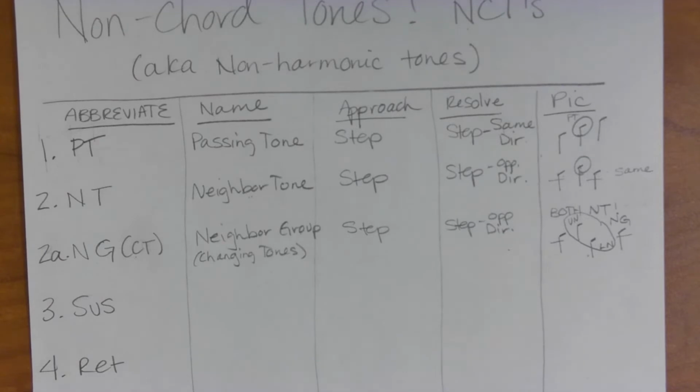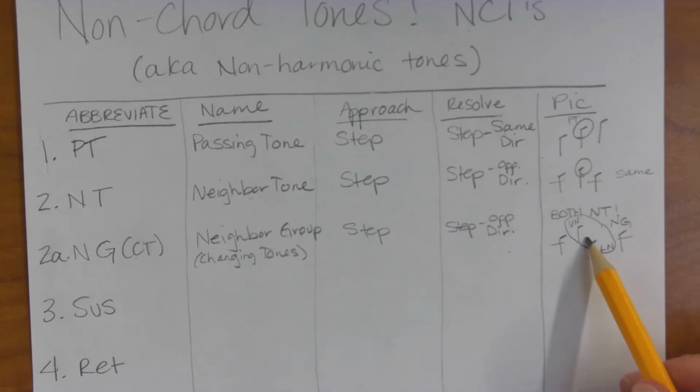So if you can hear me on the piano, if I'm on C, if I play C, and I play the upper neighbor, if I play the lower neighbor, if I play the neighbor group, I can do it the other way too. So it's the note directly below the chord tone, the note directly above the chord tone, and then back. You do not put the home base note in the middle of the neighbor group.